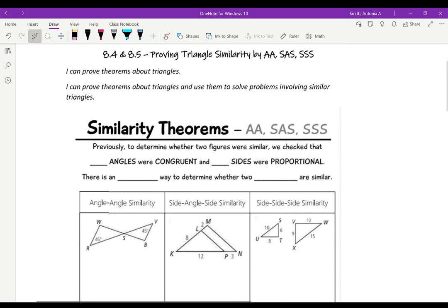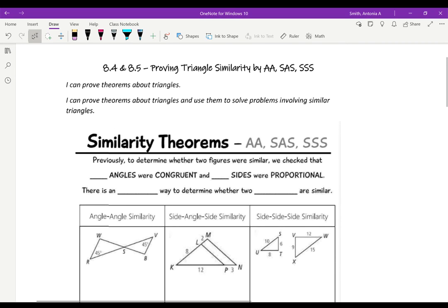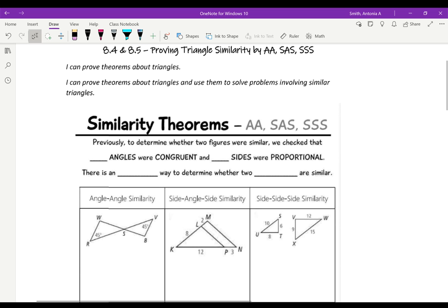Okay, so this next section, 8.4 and 8.5, we're moving on to specific types of similarity. So we've done similar figures. We've looked at all kinds of different shapes that can be similar. And then we talked about similarity transformations, which are like your dilations or your translation, rotation, and reflections. So now we're going to work specifically with triangles.